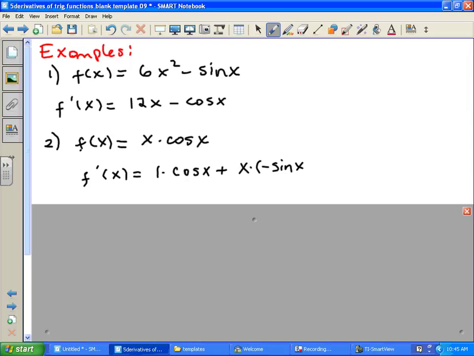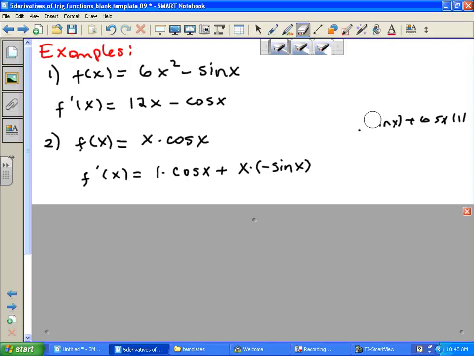You could do it a number of ways. Because remember, because there's a plus sign in the middle, it doesn't matter which order you write. So you could have also done it like this: x times derivative of cosine plus cosine times derivative of x. That would give us the same answer.